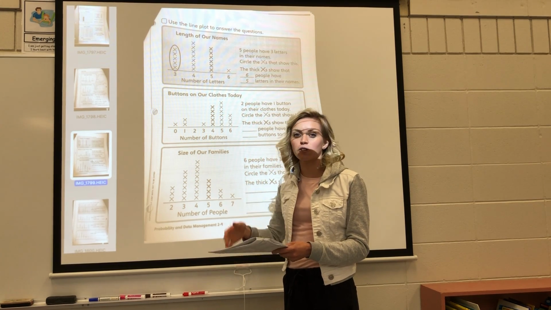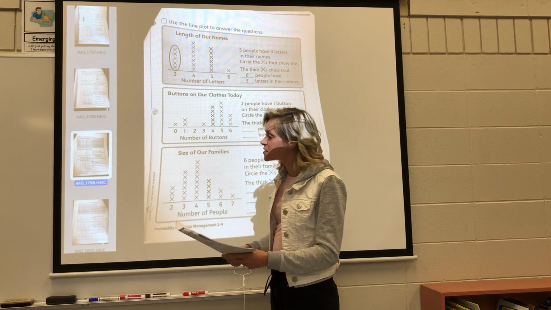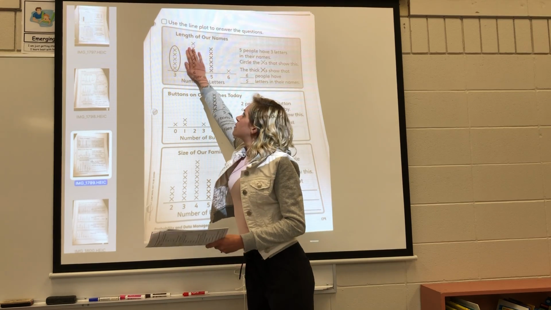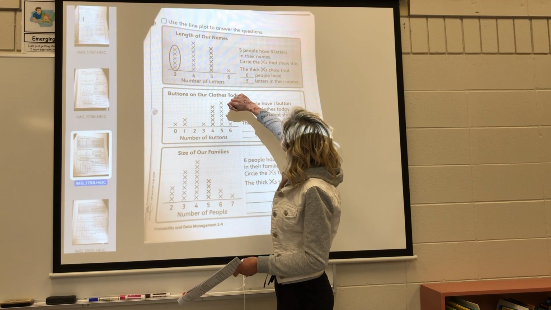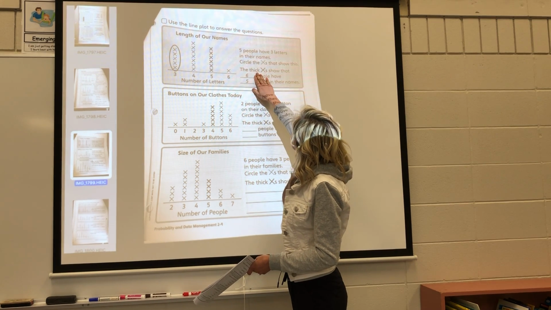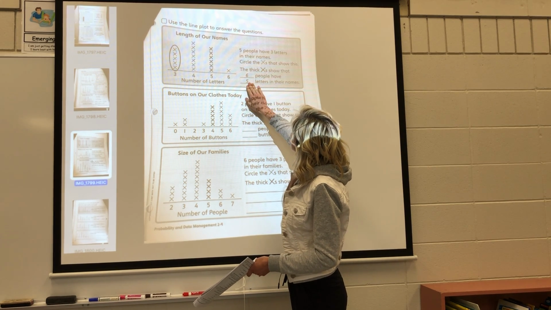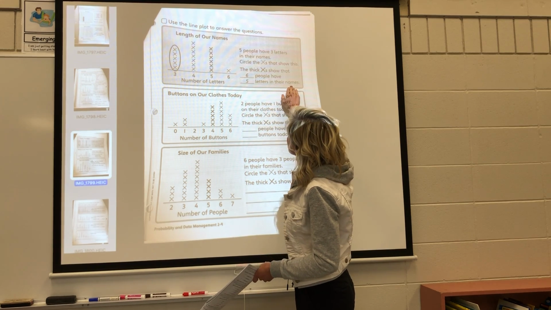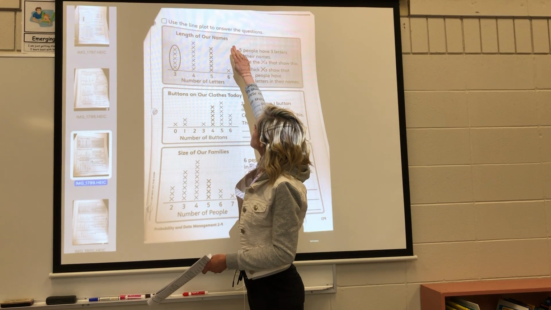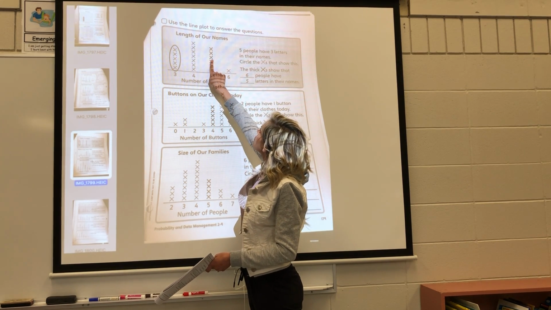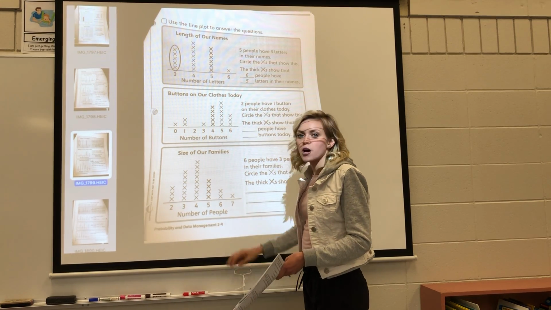The next one is using our line plots to answer some questions. So that's analyzing the graphs, just like we've done for pictographs and just like we've done for bar graphs. So you're going to use the data and the graph here to answer some questions. All right, so it says the thick X's show that 6 people have 5 letters in their name. All right, so it's the number of letters in your name, the length of the name. So we know that 6 people, 1, 2, 3, 4, 5, 6, have 5 letters in their name. And then your job is to finish the last 2.